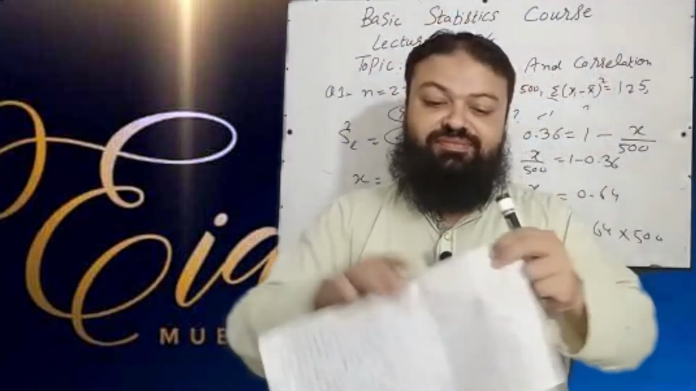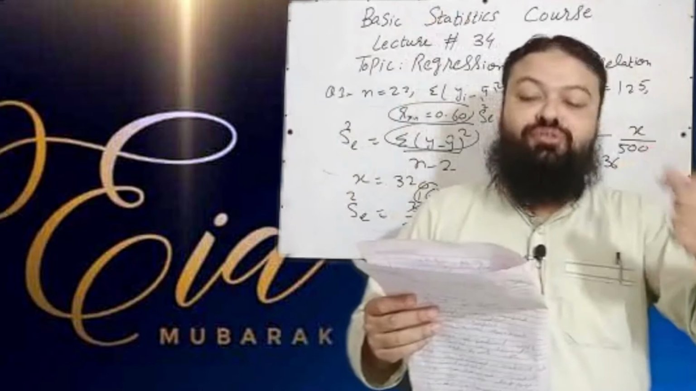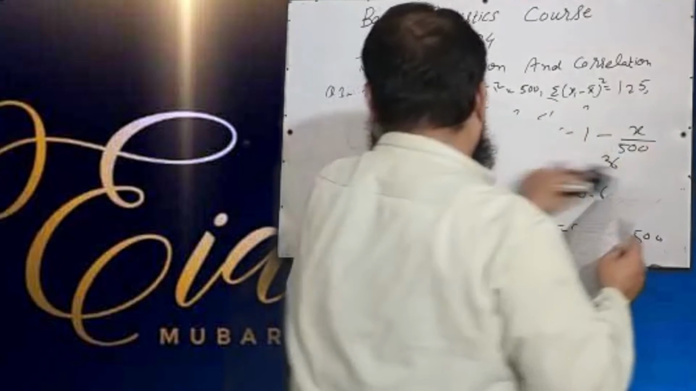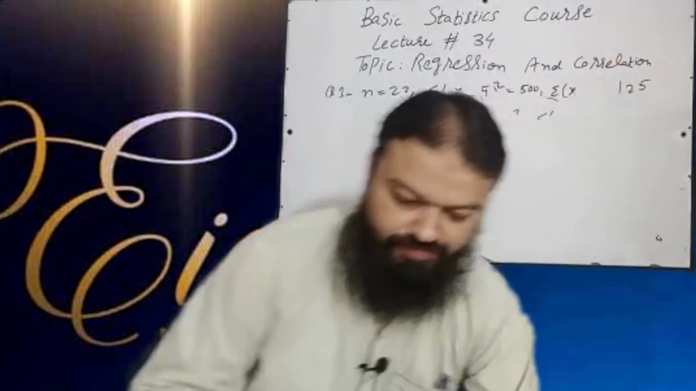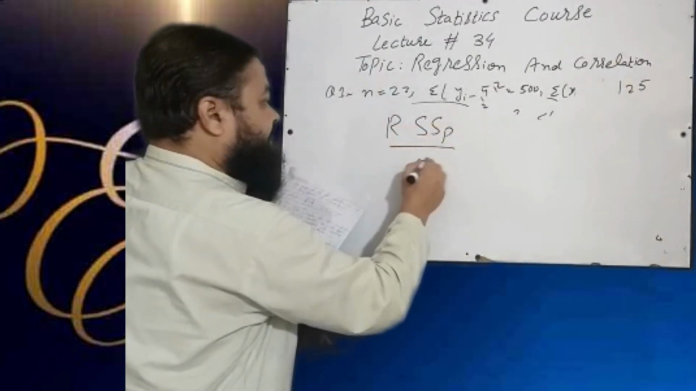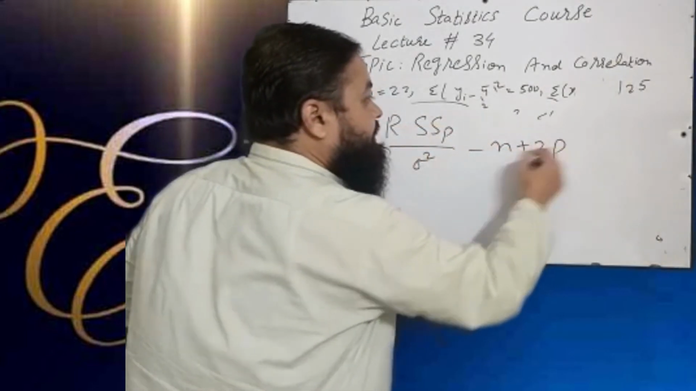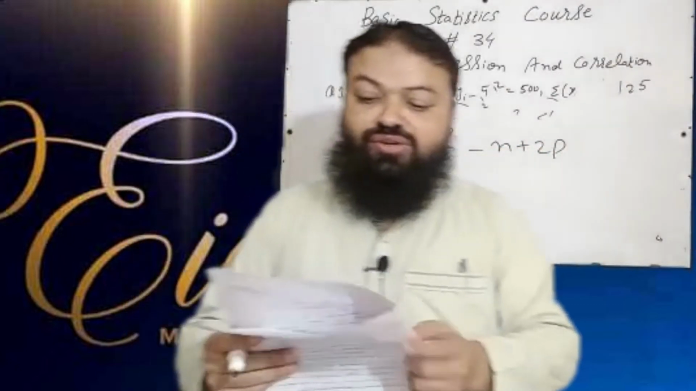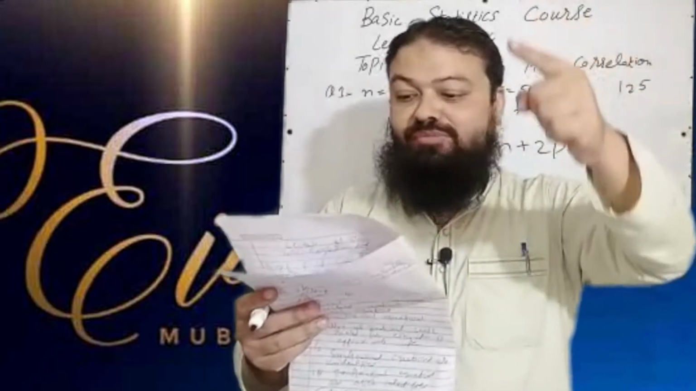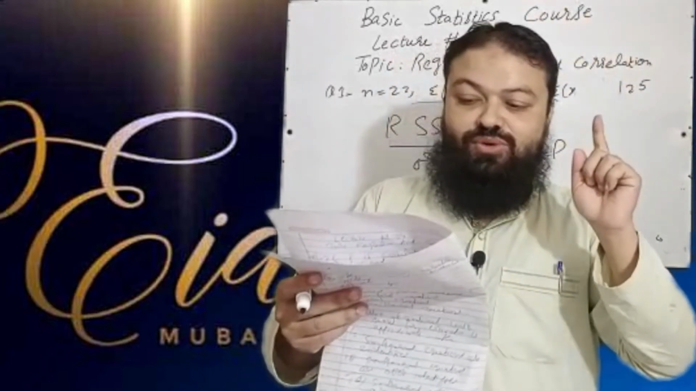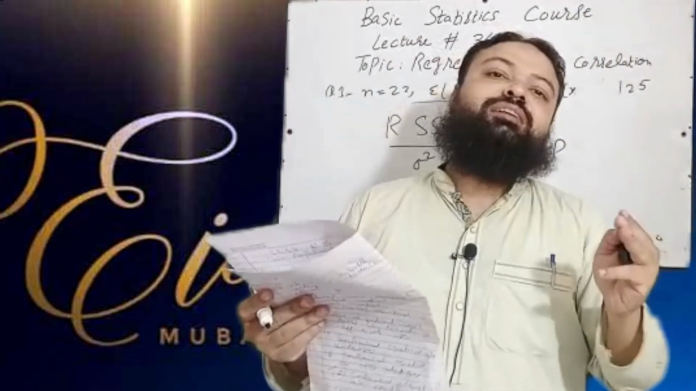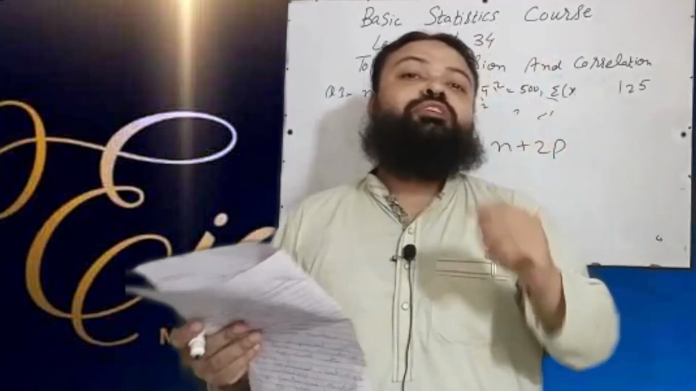Question number 5: which of the following is Mallows' Cp statistic? The correct option is RSSp over sigma square minus n plus 2p. That is the correct option in the exam. Question number 6: the ratio of the regression sum of squares to the total sum of squares is called A, correlation matrix, B, coefficient of determination, C, both A and B. Dear students, C is not the correct option; the answer is B, the coefficient of determination.